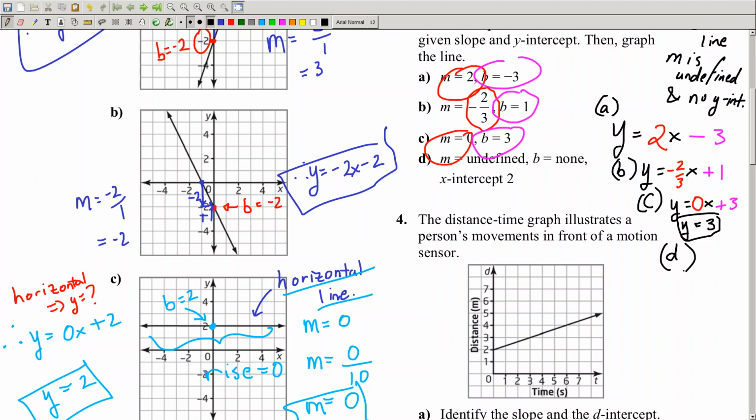What about part D? Well, this must be a vertical line. I've got m is undefined. It does not cross the y-axis. And it says the x-intercept is 2. So it crosses the x-axis at 2. The equation of a vertical line is x equals a number, so it's got to be x equals 2. And there you go.